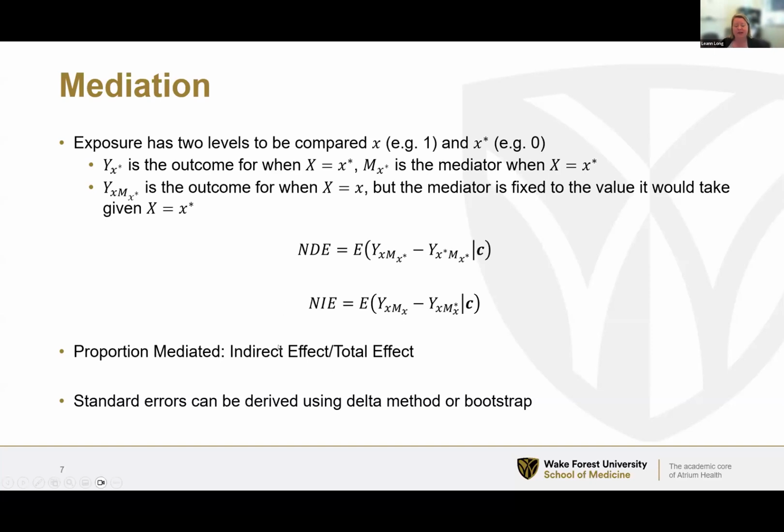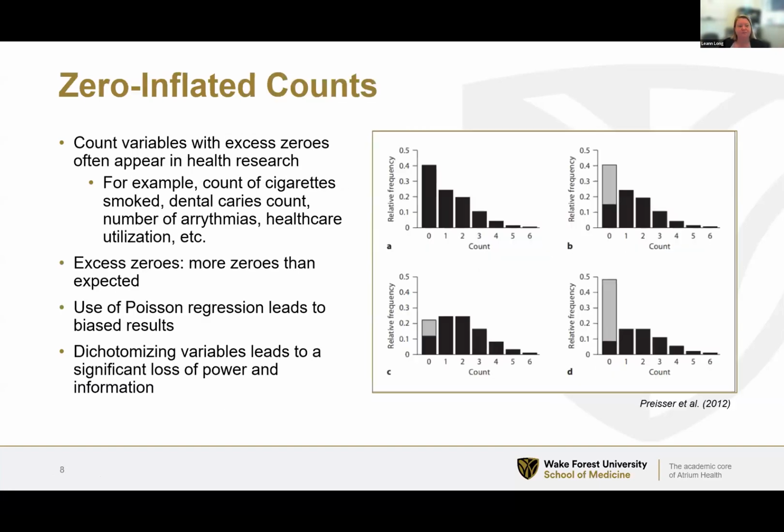And then another useful metric that we often use is what's called proportion mediated, which is the ratio of the indirect effect to total effect, to give some idea of how much of an association is moving through. Now, again, these are functions of lots of parameters, so we could derive standard errors based on advanced statistical methods like the delta method, but often the bootstrap is used to get inference around these effects.